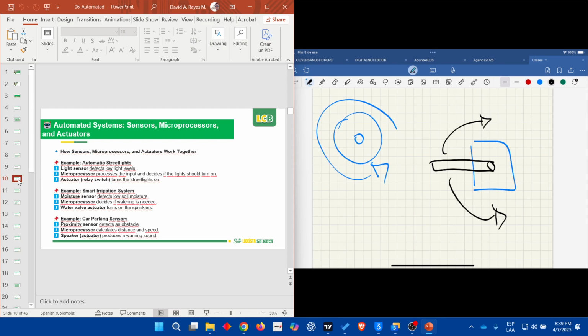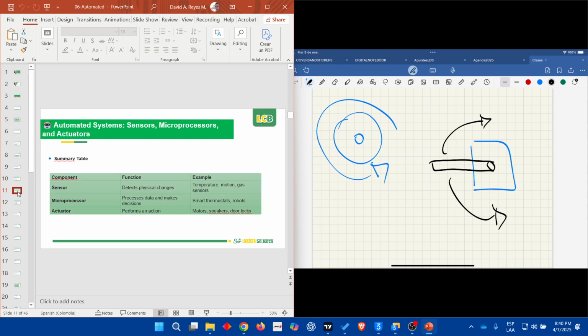How do sensors, microprocessors, and actuators work together? I already explained. You always are going to receive input information by the sensor. You always are going to analyze information by the microprocessor. You are going to take a decision by the microprocessor, analyzing the information and comparing it with the rules. And according to the rules, it is going to make a decision. Then, when it takes a decision, it sends a signal to the actuator to start a specific activity. Okay, so this is the summary table.